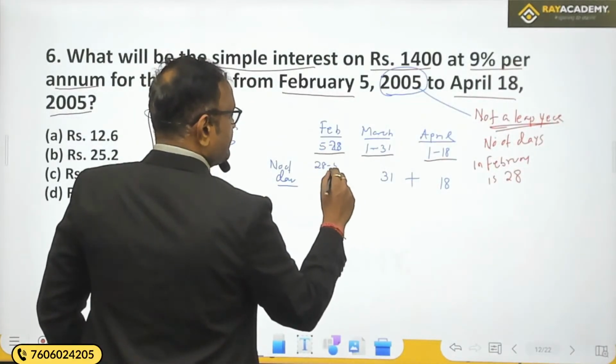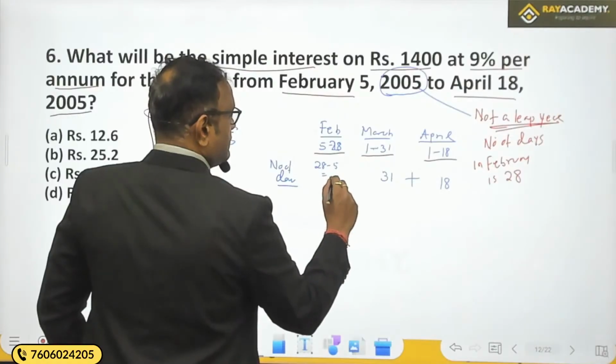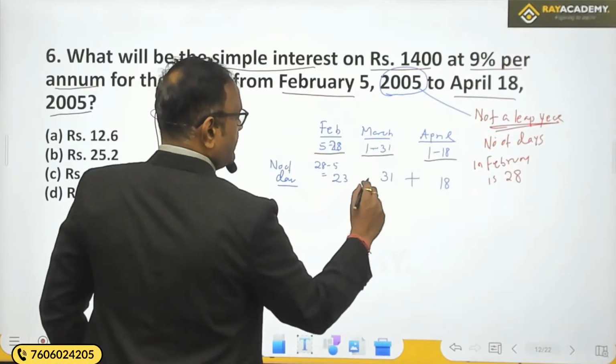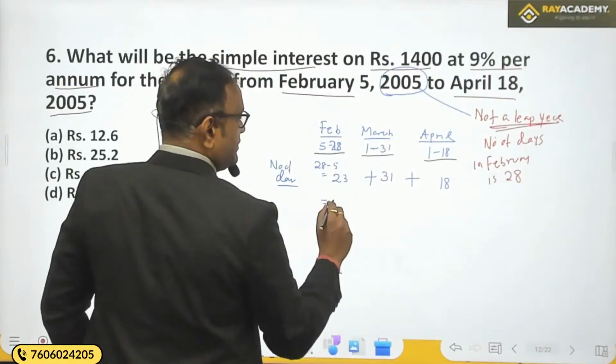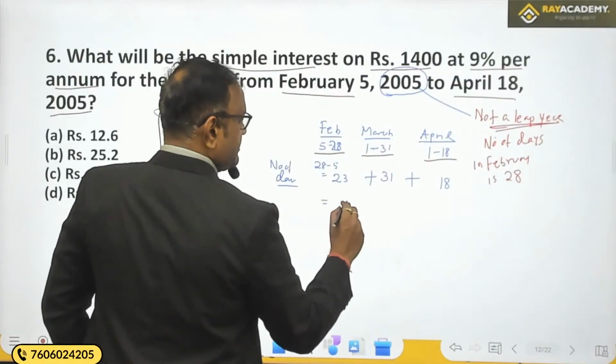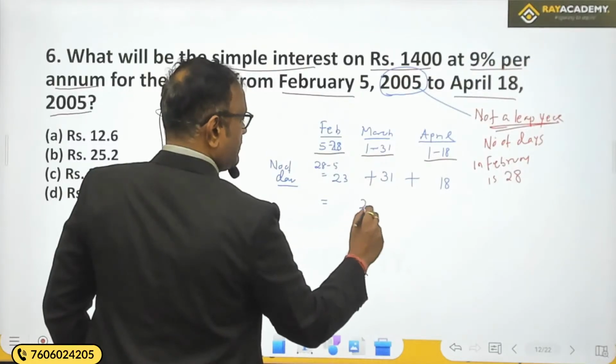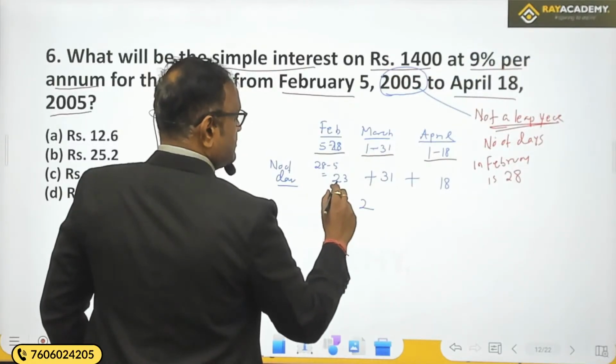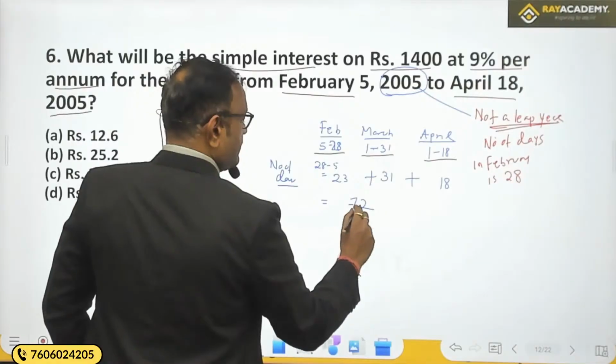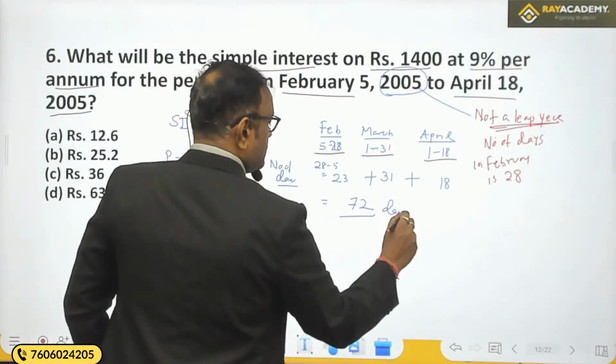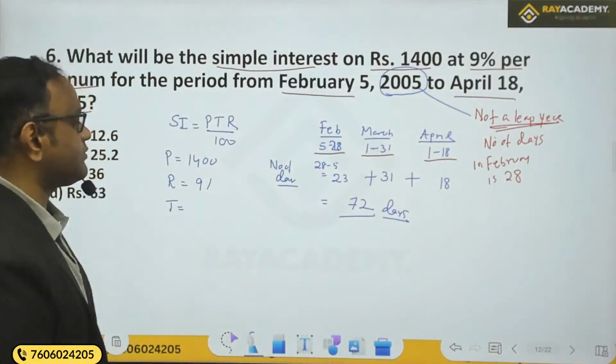28 minus 5, that is 23. Okay, total days: 23 plus 31, how much is that? 4 to the 4, 8, 12, 2 plus 1 is 3, 3, 6, plus 72. Okay, so you are getting 72 days total.